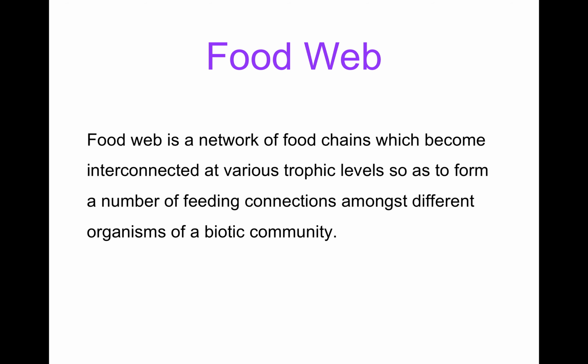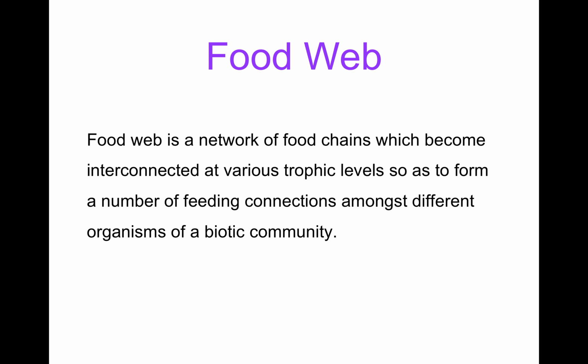In an ecosystem, there is no food chain which is independent. The linear arrangement of food chains hardly occurs. Food web is formed by interlinking of three types of food chains, which may be predatory, parasitic, and saprophytic chains.